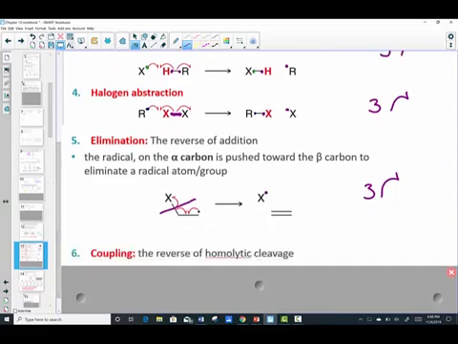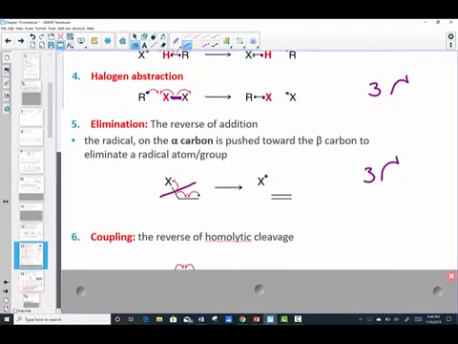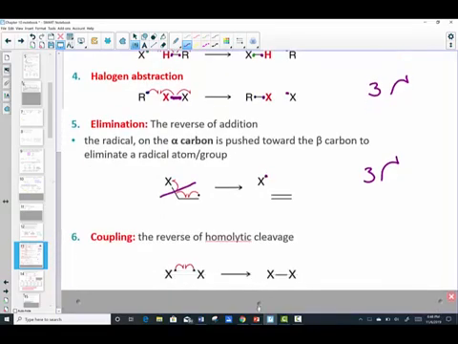And the last of the six general patterns is known as coupling. This requires two fishhook arrows. This is the opposite of cleavage. A radical with its one electron will pair up with another radical with its one electron and form a single covalent bond, known as coupling.